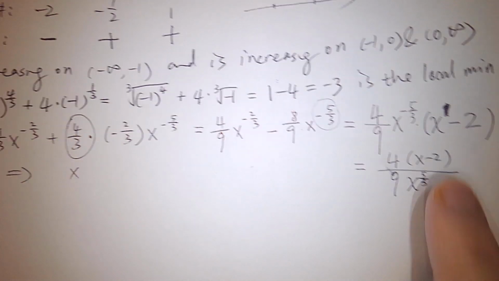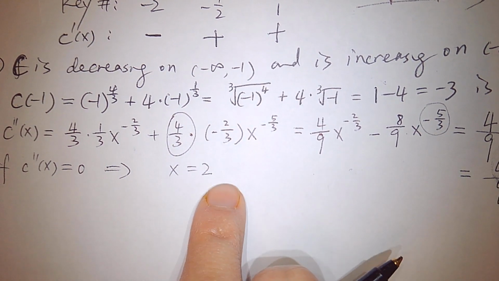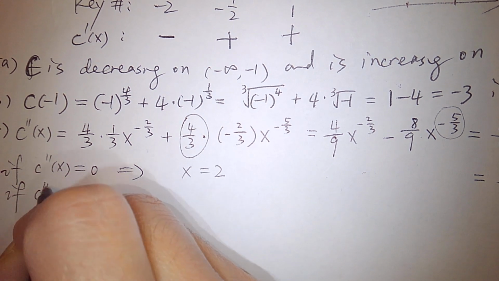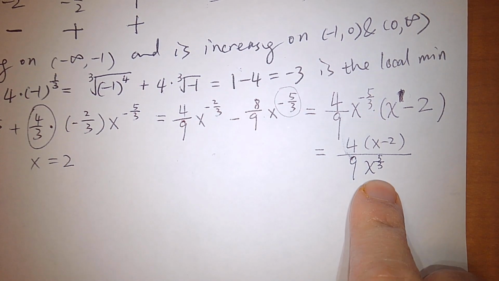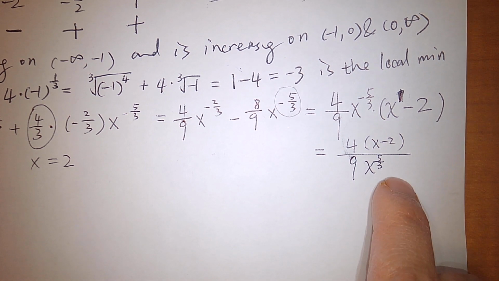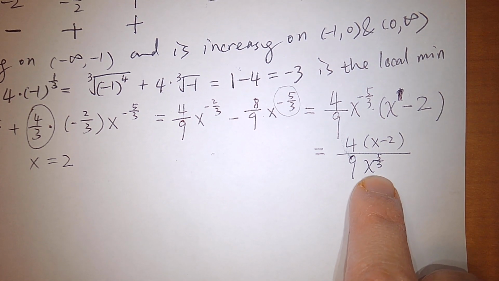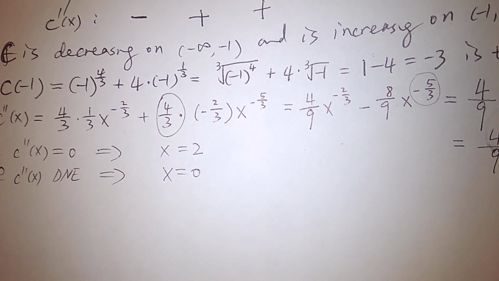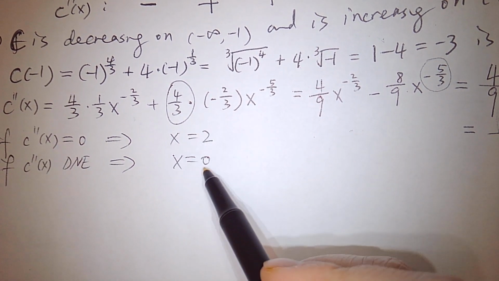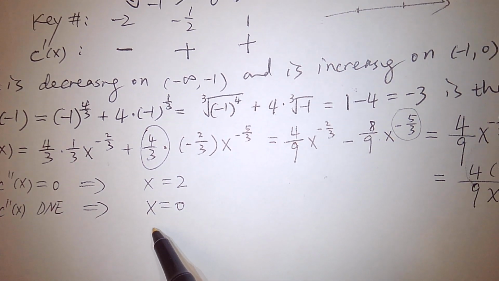X minus 2 equals 0 gives us x equals 2. If C double prime of x does not exist, it implies the denominator equals 0, right? So x has to be 0. Okay, so x will be 0. Now we're going to put these two numbers on the real number line.